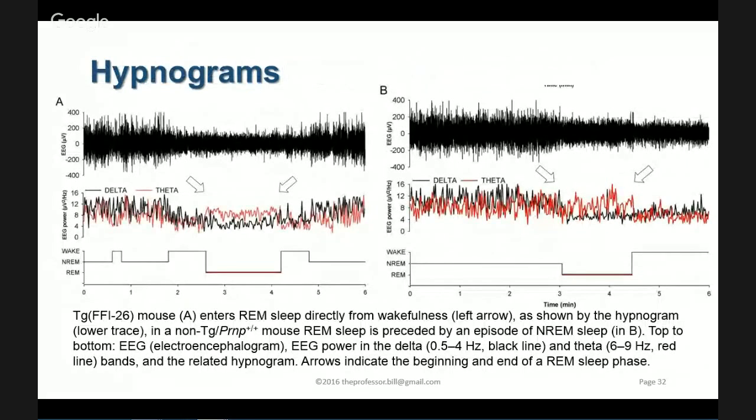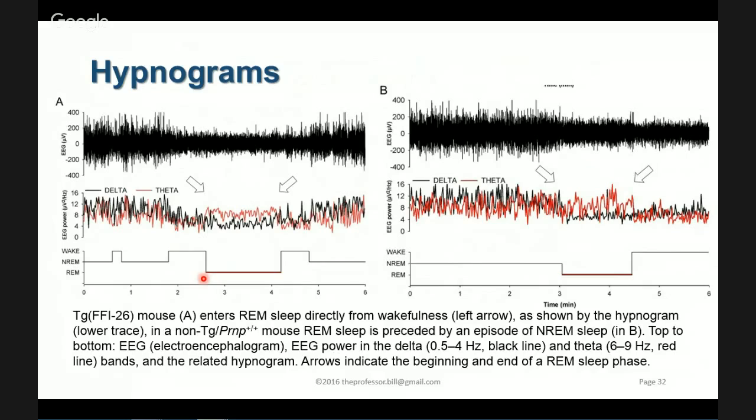So when we take a look, this is what we call an EEG and then the resulting hypnogram that you see down here. If we take a look at an animal that has the same prion protein mutation on the left, so it has the same FFI mutation that we saw earlier, and we're recording an EEG, one of the things that you'll see is that we don't have a normal sleep architecture. So this is how you would read a hypnogram. They go through NREM sleep, they wake up, they stay awake for a little while, they go back into NREM sleep, they wake up again, they stay awake, and then instead of passing through NREM, they just go directly into REM sleep.